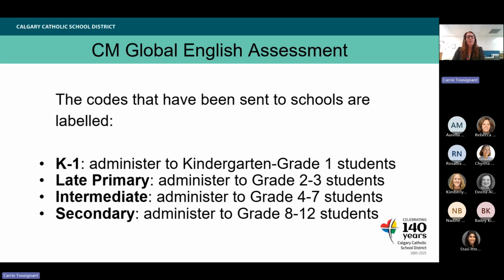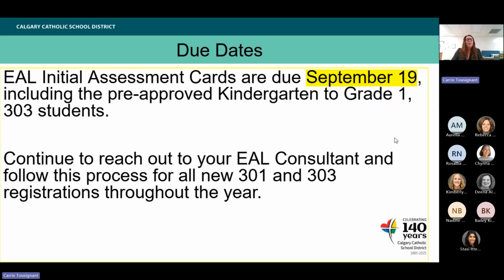If you do not have codes or you have used your codes and need more, you can reach out to Catherine Olson and she will be able to help you. Now, the EAL Initial Assessment Cards are due September 19th, including the pre-approved kindergarten to grade 1, so grade 1 303 students. But also know that this process continues throughout the year, so you want to continue to reach out to your EAL consultant and follow this process for all new 301 and 303 registrations through the year.